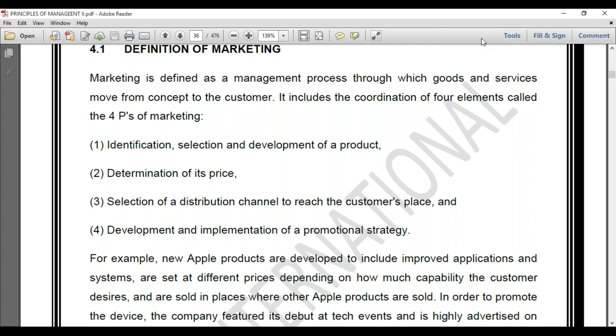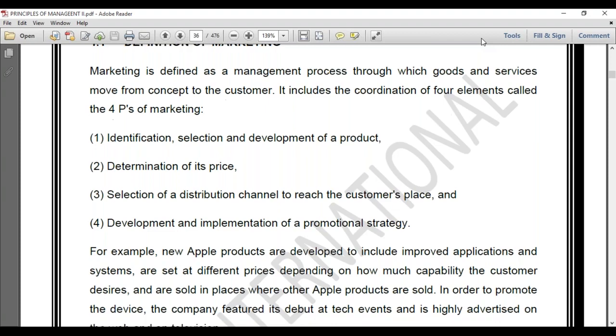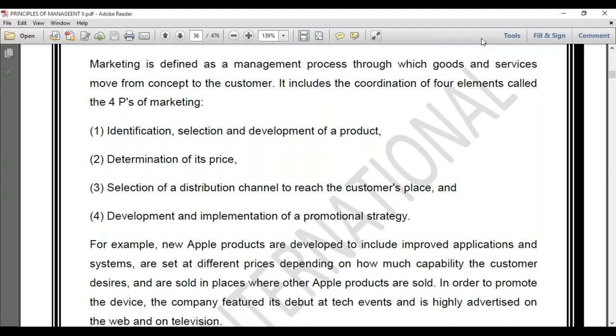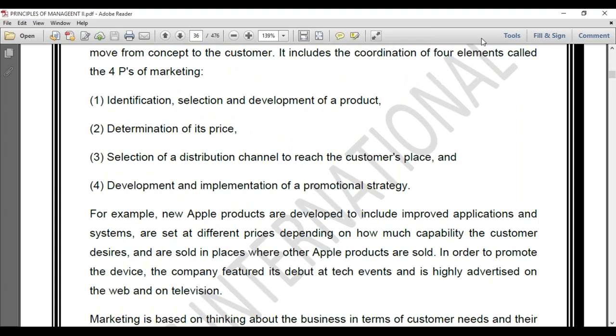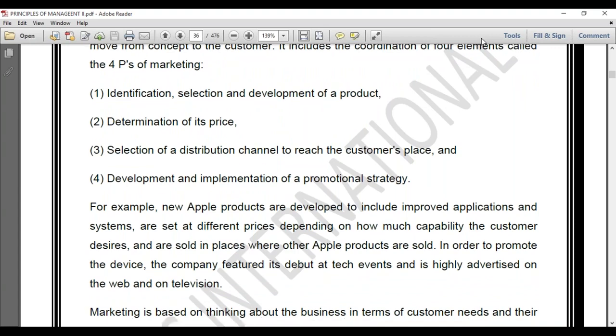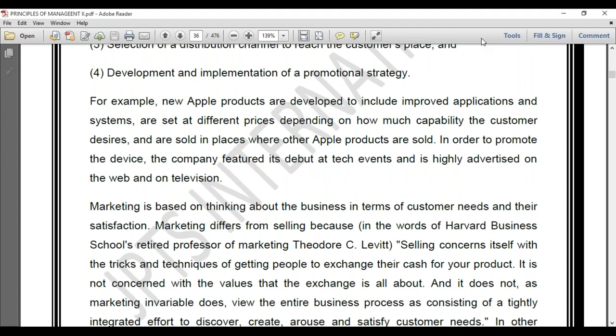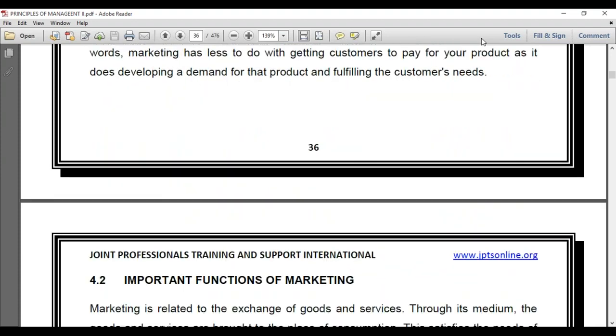You also select a distribution channel, which has to do with place. Where do I sell this product? Who am I producing it for? So you consider the place you will sell this product. After that, you also consider the last P of marketing, which is the promotional strategy. How do we intend to market it? We have various processes of marketing.